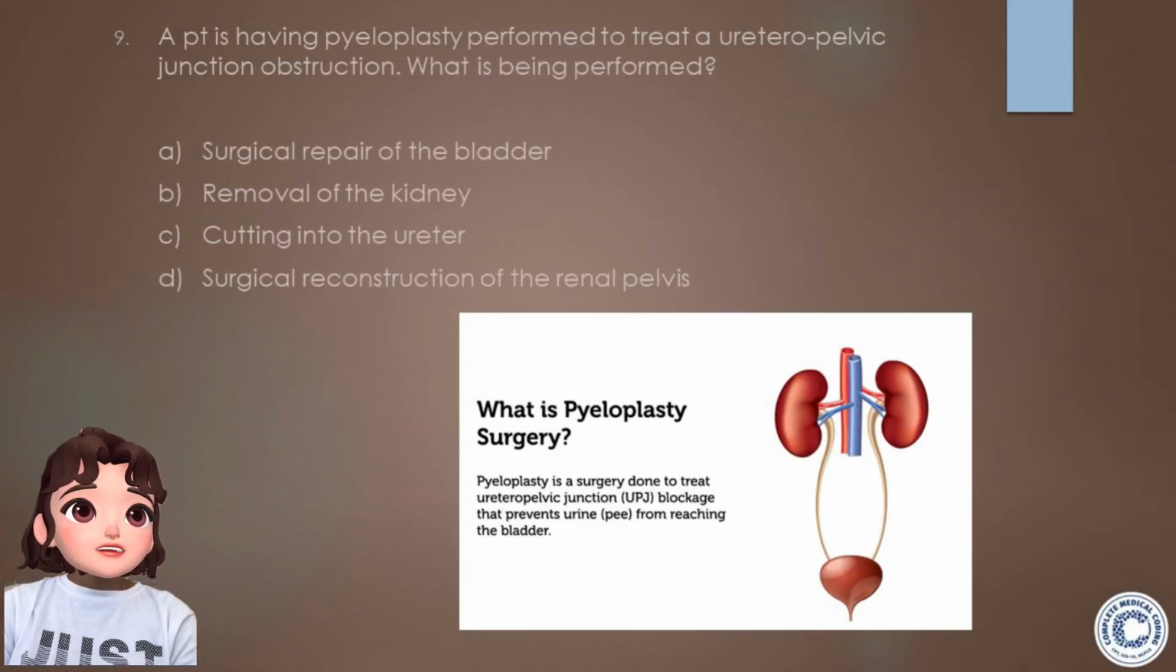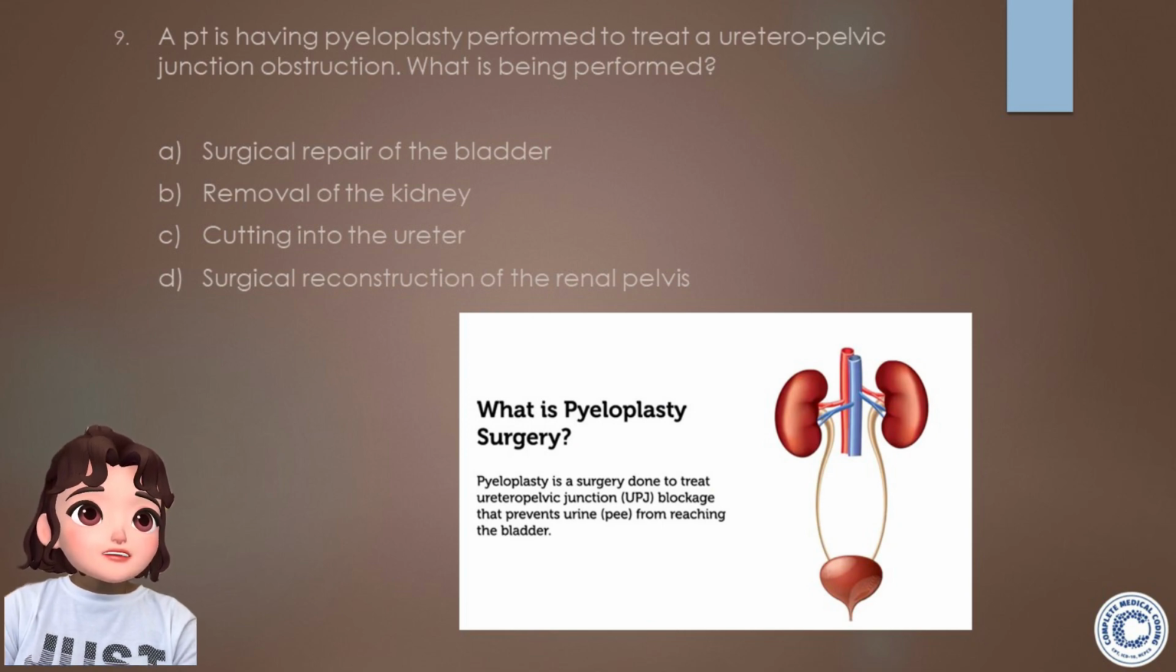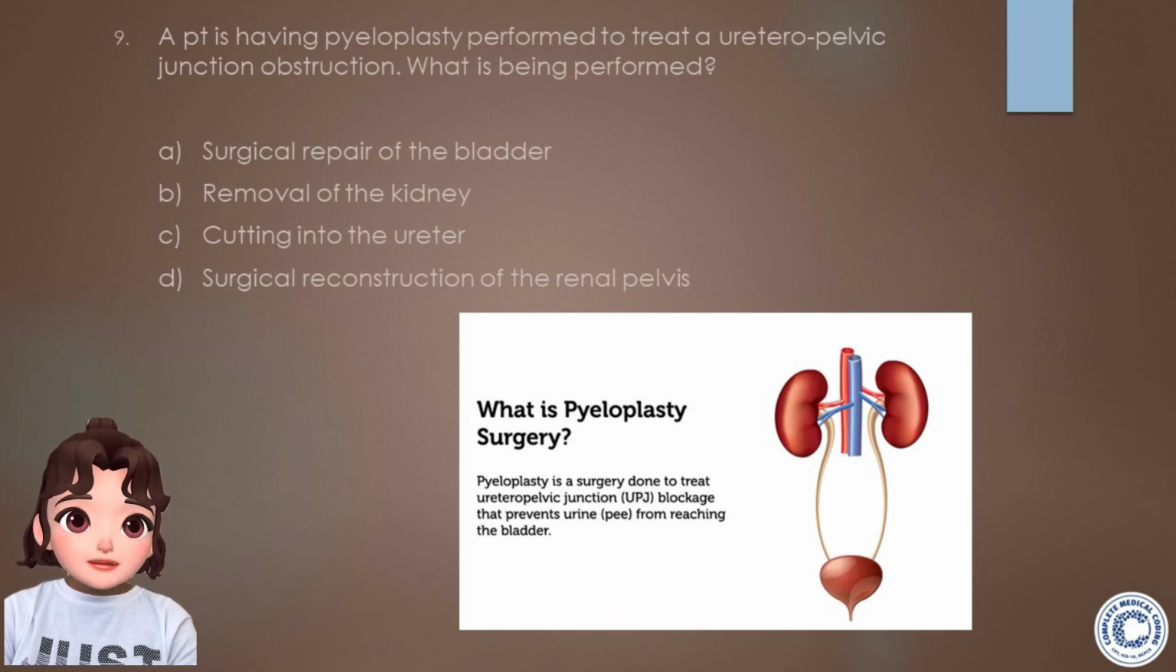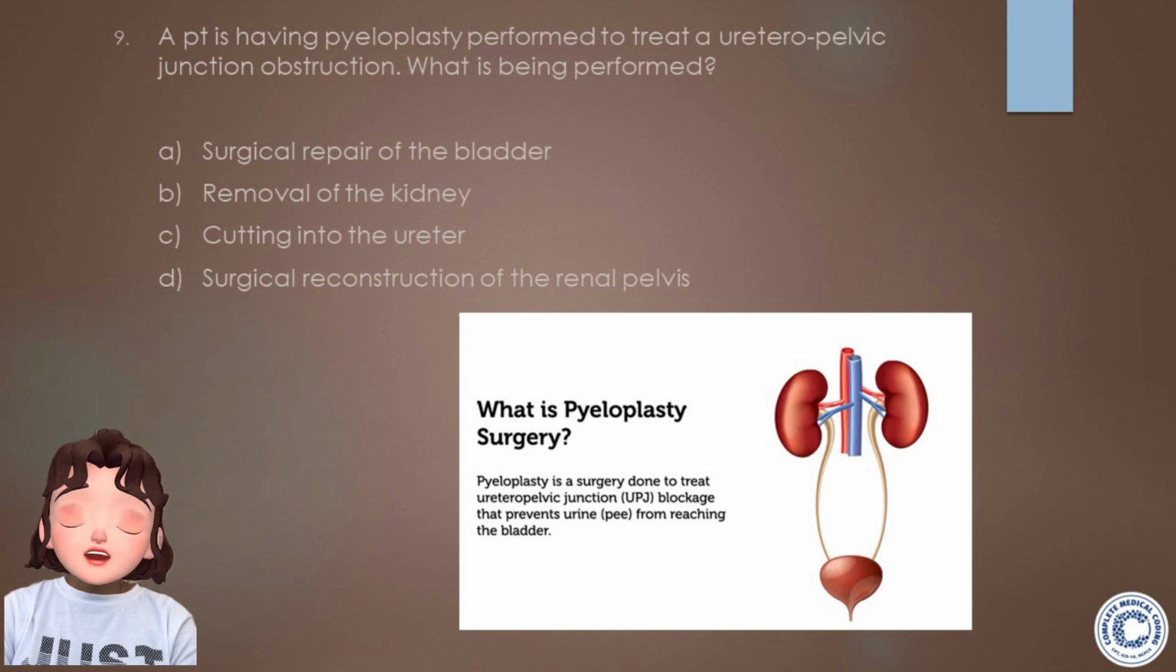Next question. A patient is having pyeloplasty performed to treat a uretero-pelvic junction obstruction. What is being performed? So first you should know what do you mean by pyeloplasty. Option A, surgical repair of the bladder, removal of the kidney, cutting into the ureter, surgical reconstruction of the renal pelvis. So what is pyeloplasty surgery? Pyeloplasty is a surgery done to treat the uretero-pelvic junction, also called UPJ, blockage that prevents urine from reaching the bladder.